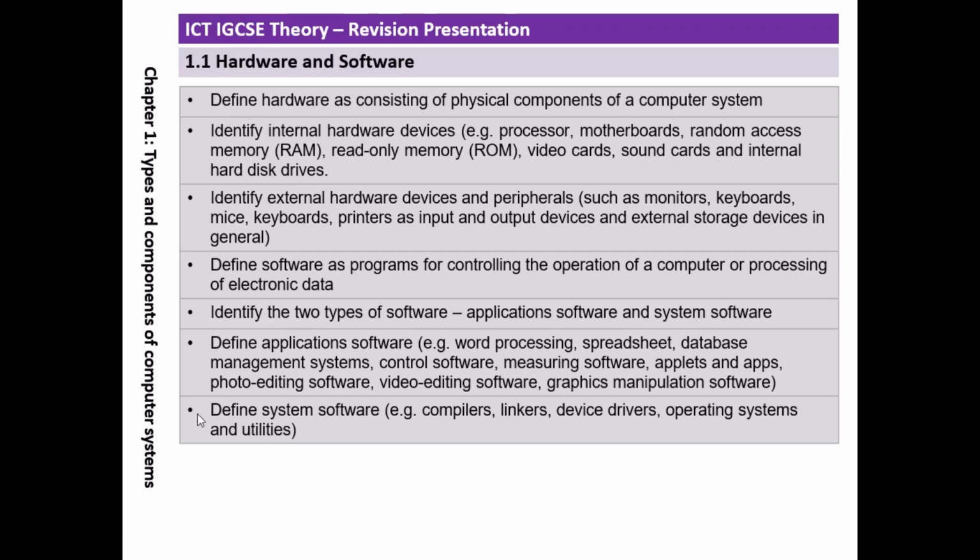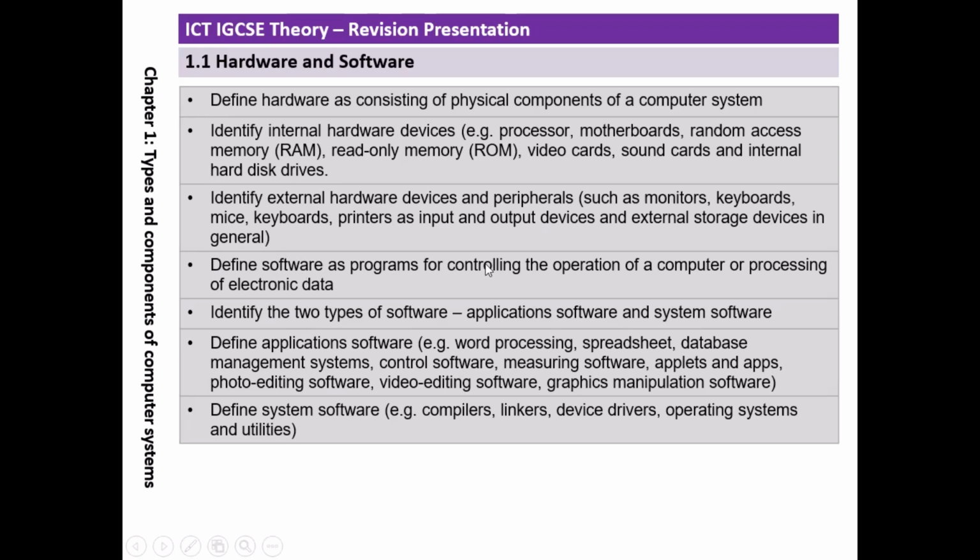Identify external hardware devices and peripherals, the ones that you can see at a glance. They're not inside the system unit, they're outside, such as the monitor, keyboard, mouse, printers, as input and output devices, and external storage devices in general.